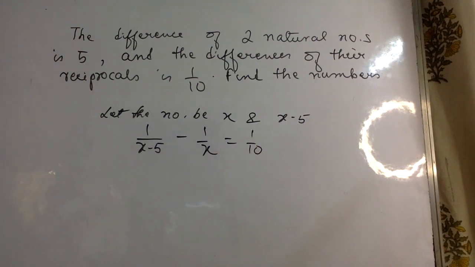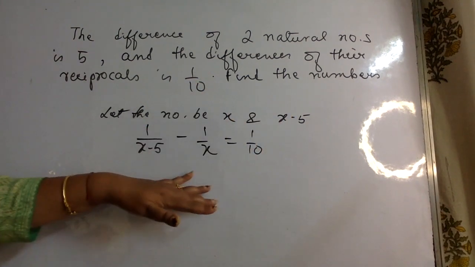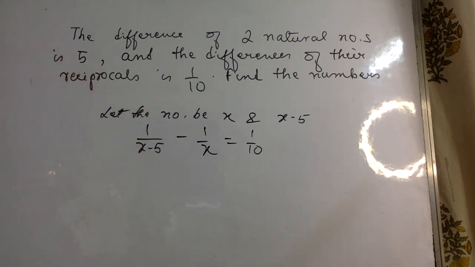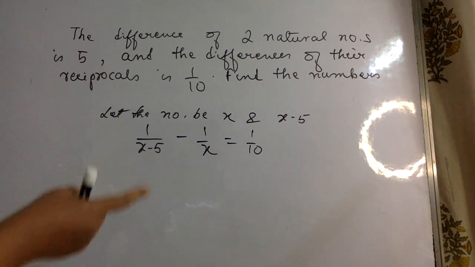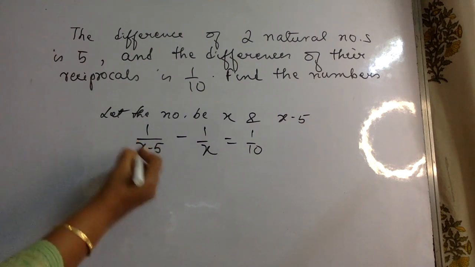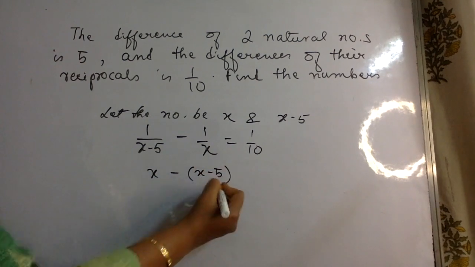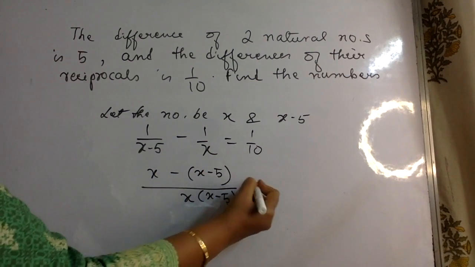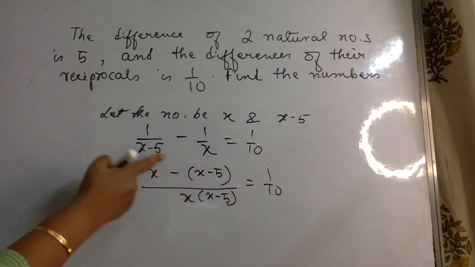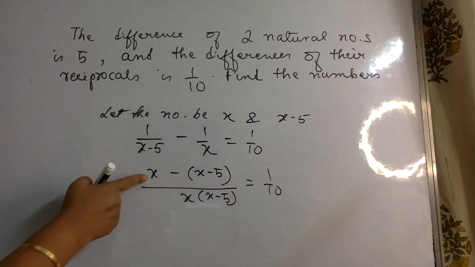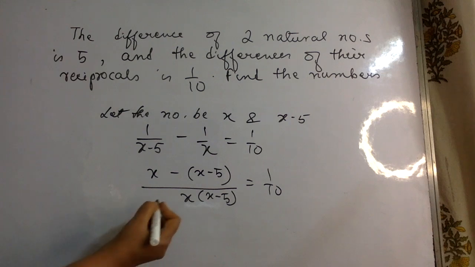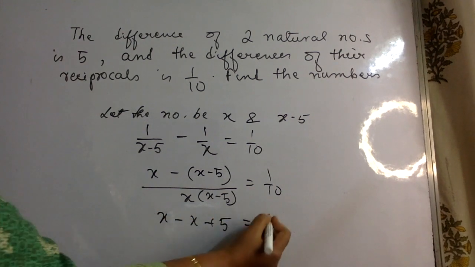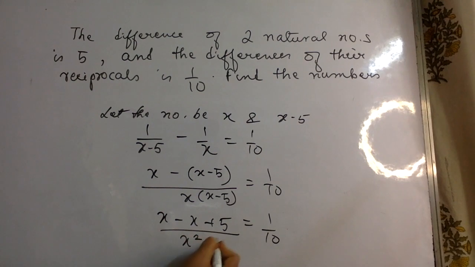Now this is my quadratic equation. These two numbers alone could not form any equation, but this has formed an equation because the condition is given. If you know how to do quadratic equations, you can solve these. Solving is not a problem. The problem is framing the equation. So here I can write x minus 5 and the LCM is this, equal to 1/10. Here we don't have x, so x into 1. Here we don't have x minus 5, so minus 1 into x minus 5. That is x minus x plus 5 over 10, and here x square minus 5x.